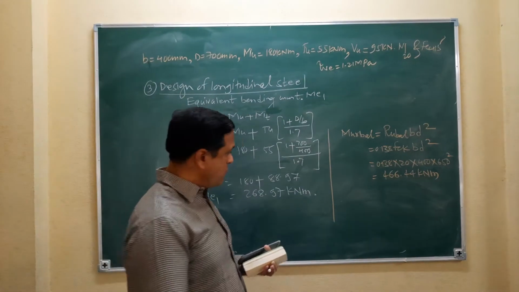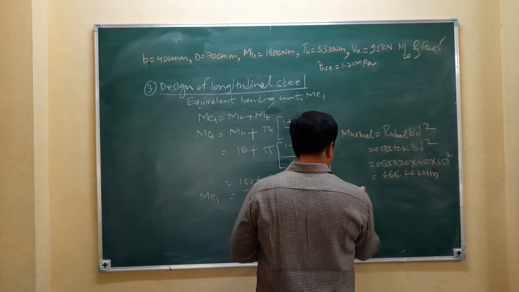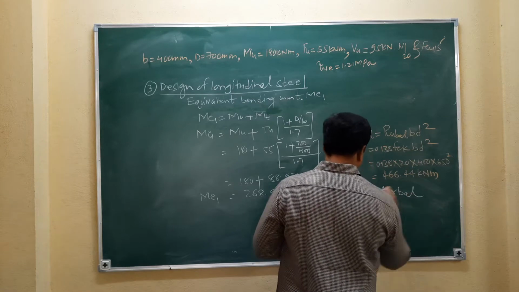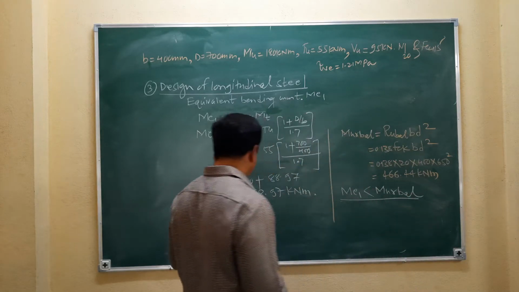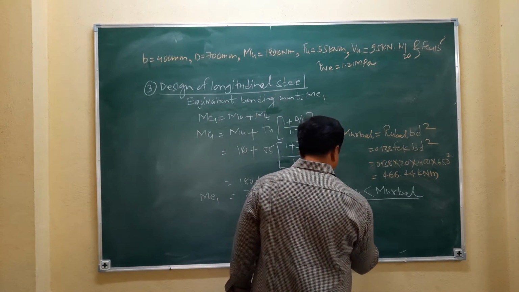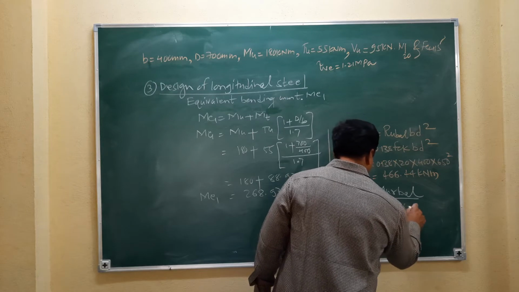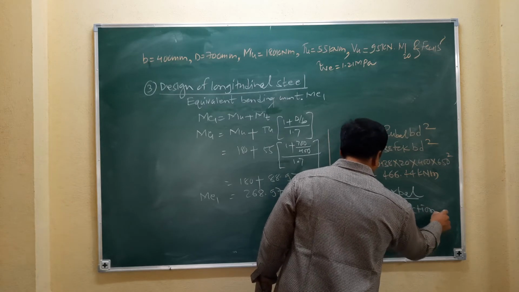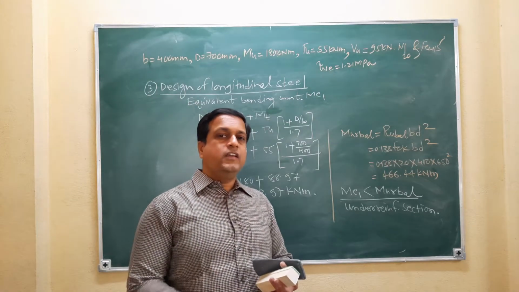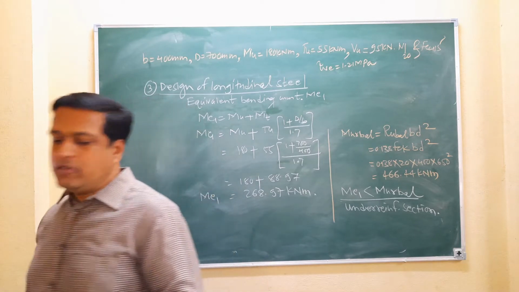So what we get here? Your Mu1 is less than MUR balance. Mu1 is less than MUR balance. The section is under-reinforced section. That means you have to find out the steel using that under root formula.